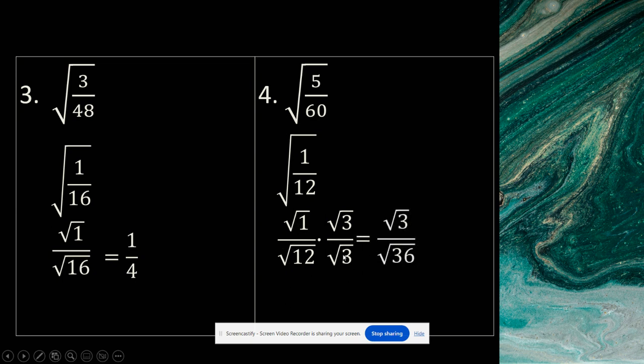The reason we're multiplying this by root 3 over root 3 here is because look what happens to our denominator when we multiply by root 3. We end up with the square root of 36. So I have the square root of 3 over the square root of 36. When I look at that problem, I would end up with the square root of 3 over 6. We know 36 is a perfect square, so we can simplify. There's a couple different ways you can do that, but this is the way we're looking at for number 4.